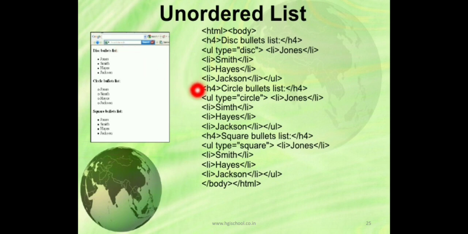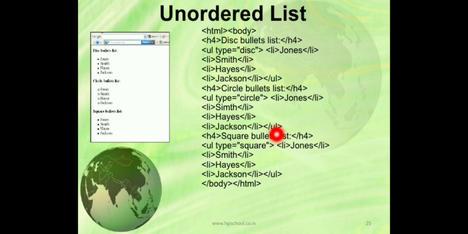Now again a second heading. You can see H4, circle bullets list. After that you can see four LI with type circle. So here UL type circle is there with four list items: LI Jones, LI Smith, LI Hayes, LI Jackson. So four list items are there.